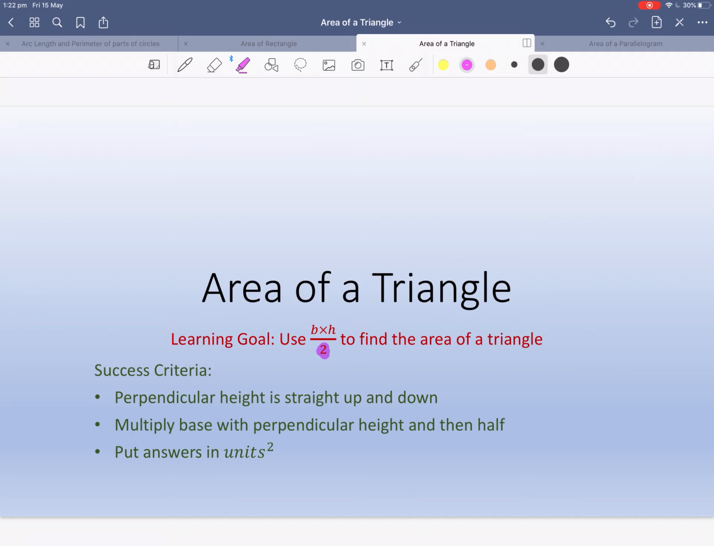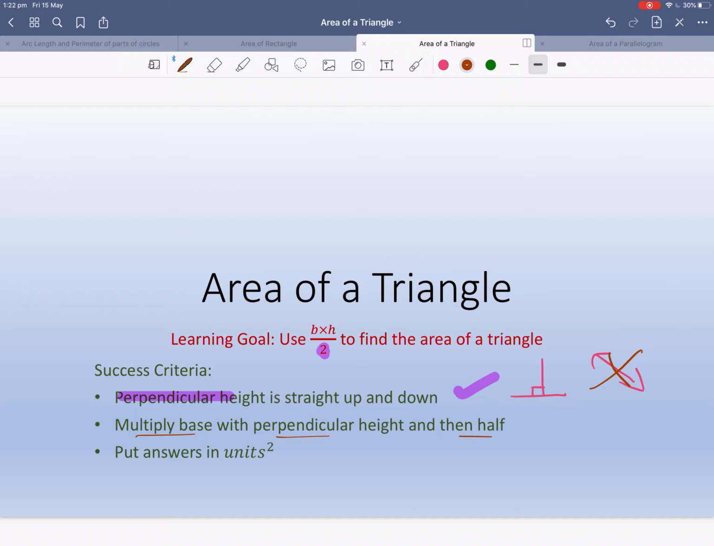So to find the area of a triangle, it's base times perpendicular height, which we'll look at down here, divided by 2. So perpendicular height is straight up and down, okay? It's about as straight as you can stand, and it's up and down, and it actually makes a right angle from the bottom, okay? So what it isn't is a slant like that. So that's not what it is, okay? Perpendicular height is straight up and down. So what do we do? Multiply the base with the perpendicular height, then halve.